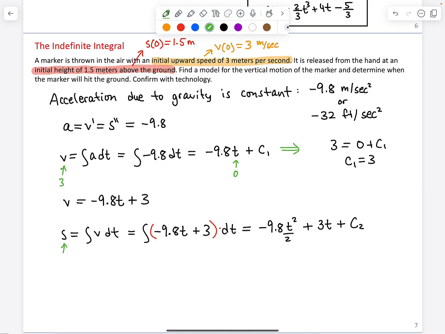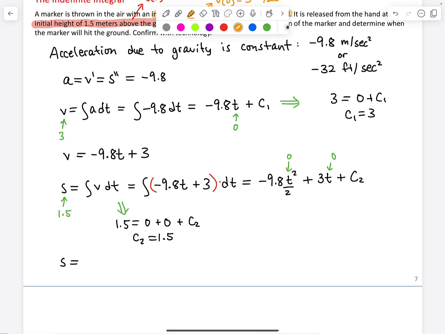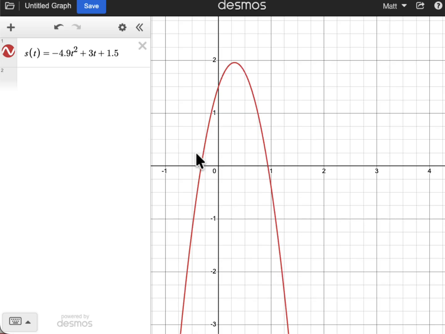The initial position is 1.5 at the same time that these t's are 0. This gives me the statement that 1.5 must be equal to, we have 0 plus c2. So c2 must be 1.5. So my final position function will be, we have negative 9.8 divided by 2. I'll just go ahead and change that to negative 4.9 times t squared plus 3t and then plus 1.5. Notice that this is a quadratic function, which makes a parabola shape with a negative leading coefficient, so it opens down. Here's a graph of my parabola.